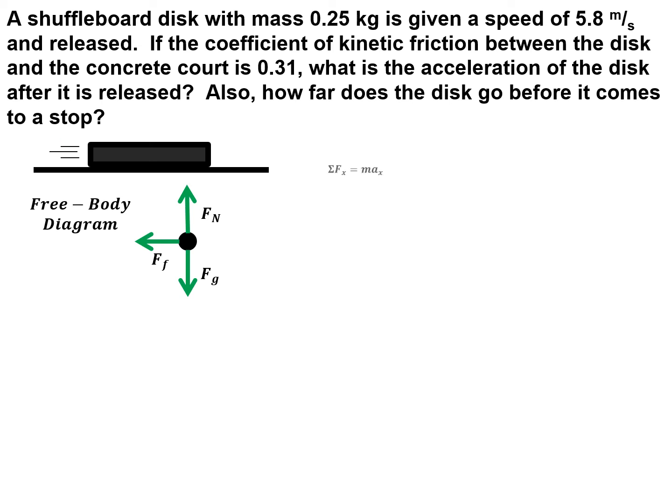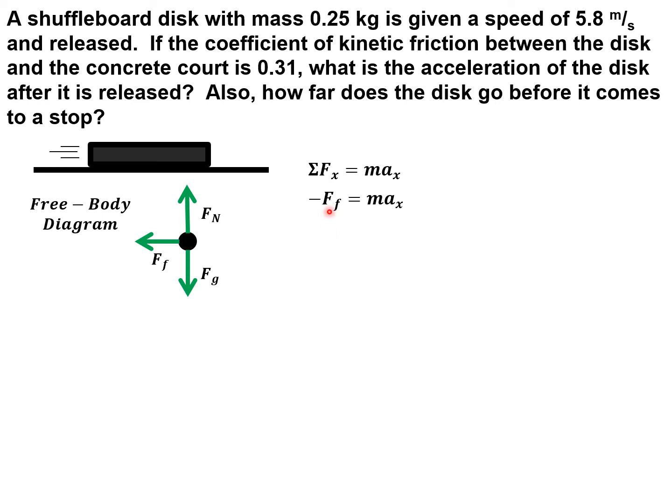Okay, so we apply Newton's second law in the x direction, the horizontal direction. The net force is equal to mass times acceleration. The only force in the x direction is the force of friction, and it points to the left, so it gets a negative sign. So negative force of friction equals mass times acceleration. Now we're looking for the acceleration. We have the mass, but we don't have the force of friction.